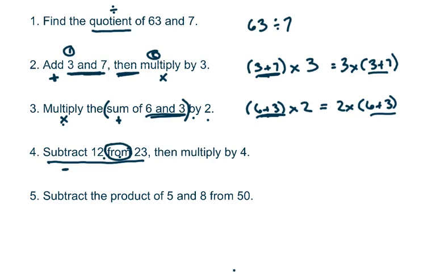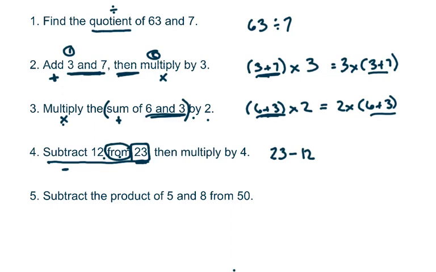From is that key word there. I'm taking it from something. That means I have to start with whatever that something is. And whatever that something is in this case is 23. So with this subtraction, in the way it's written, 12 from 23, that means I'm starting with this 23. I need to write that 23 first and then subtract 12.